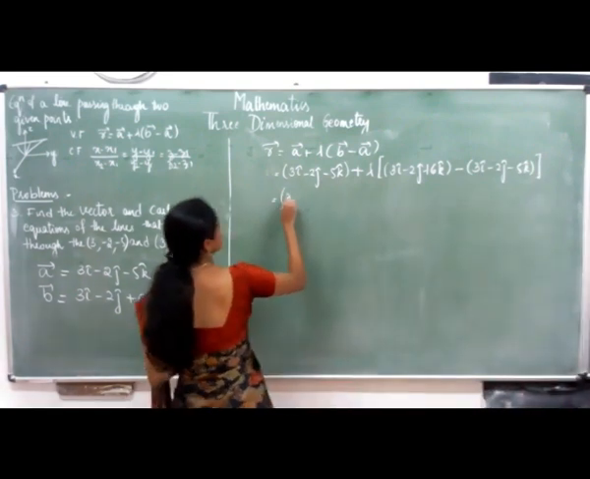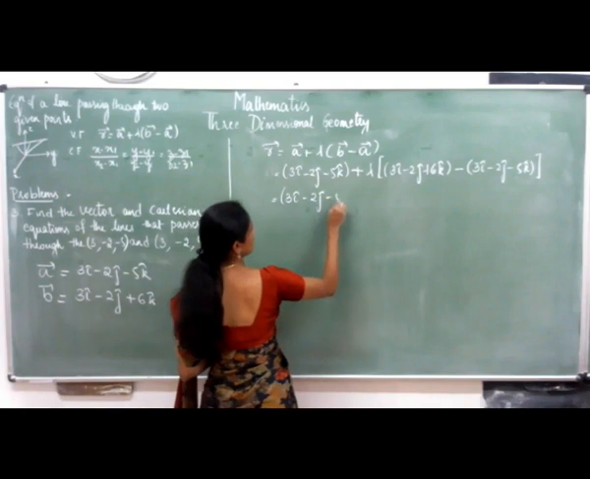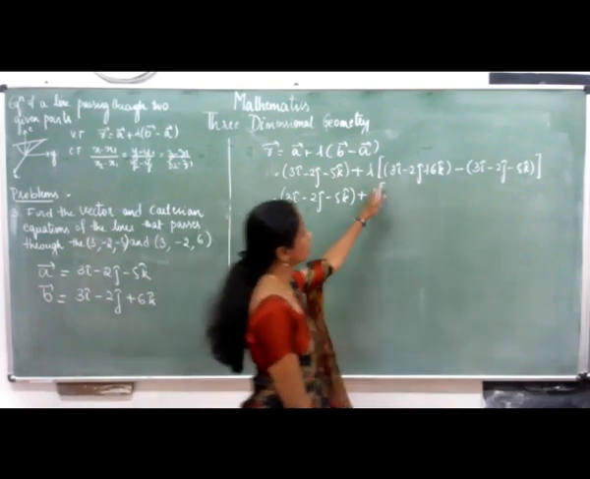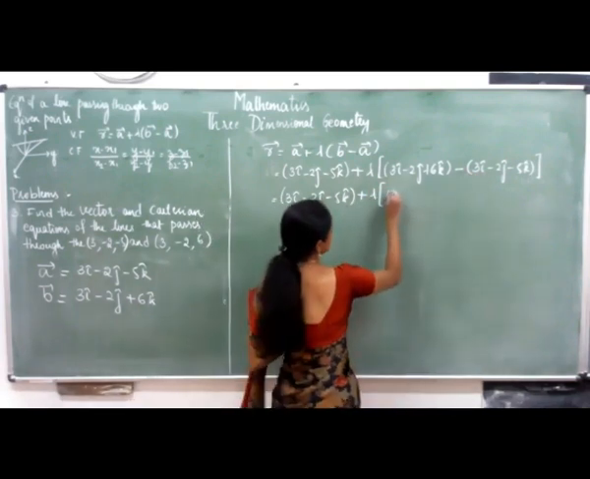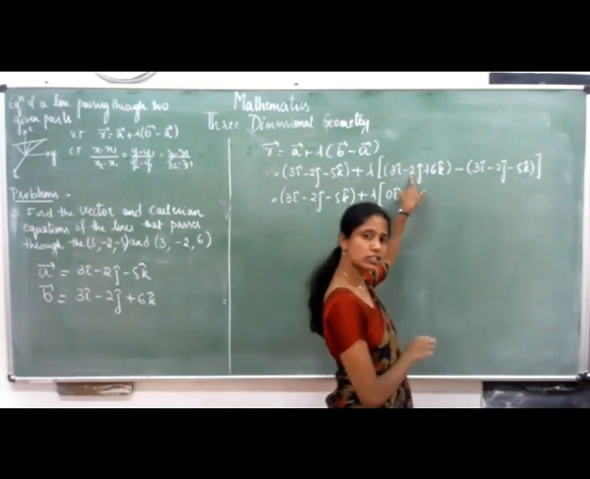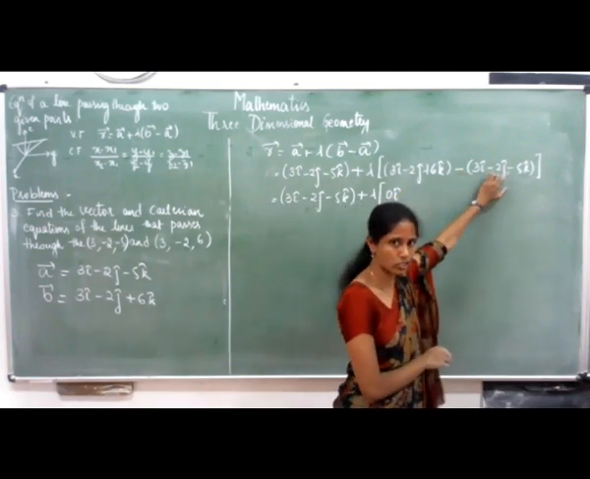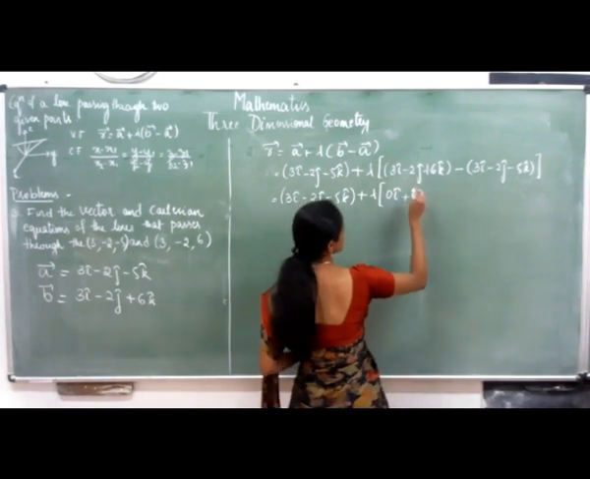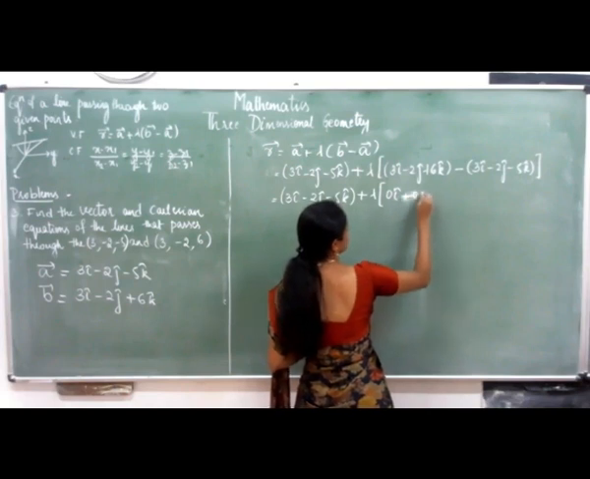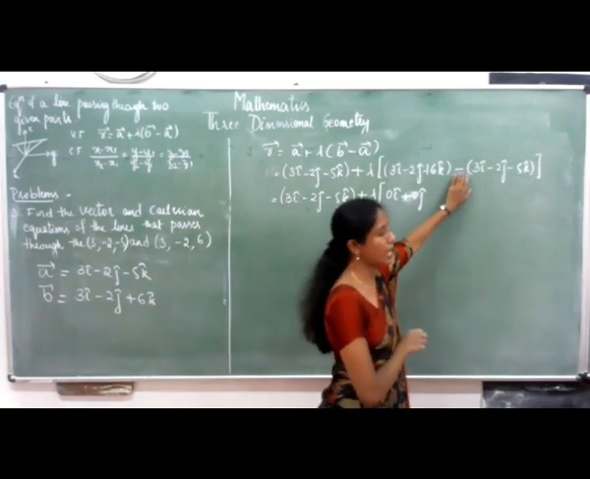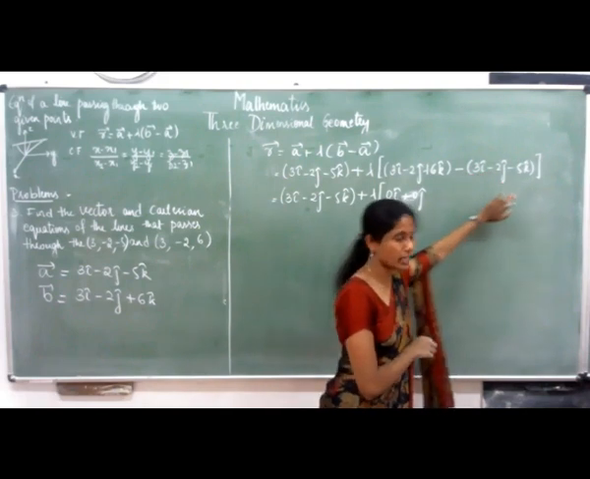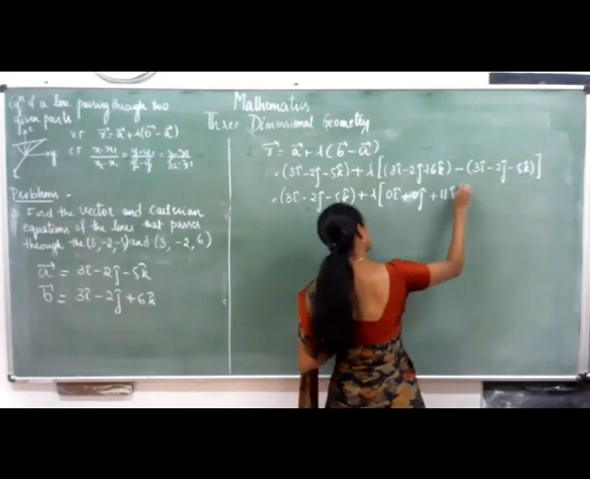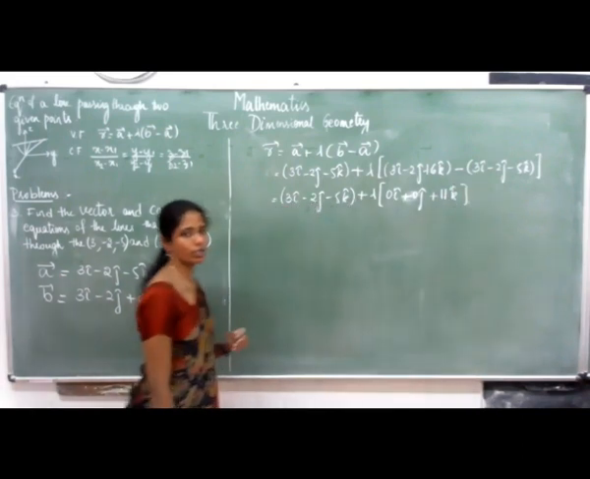Therefore, this is equal to 3 i cap minus 2 j cap minus 5 k cap plus lambda into, so here 3 minus 3 is 0 i cap. Next we have minus 2 j cap minus of minus 2 j cap, so it will be minus 2 j cap plus 2 j cap, which is 0 j cap. Next we have 6 k cap minus of minus 5 k cap, so 6 k cap plus 5 k cap is 11 k cap. So this is the vector equation of the line.